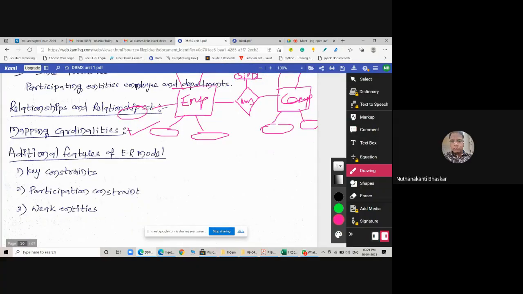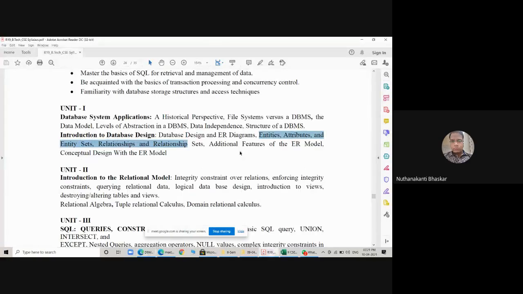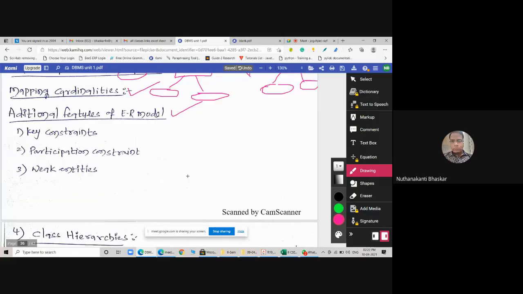All these properties we have to add. Now coming to the additional features as per the syllabus. These additional features of the ER model we are going to discuss. After this, we'll go with the conceptual design with the ER model, which means adding all the features. I will show you one sample, and you work out all the samples. Before that, we'll go with the additional features of the ER model.